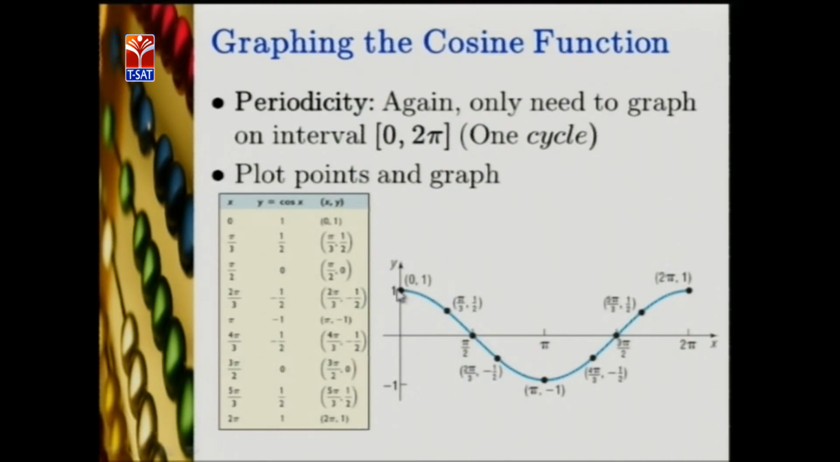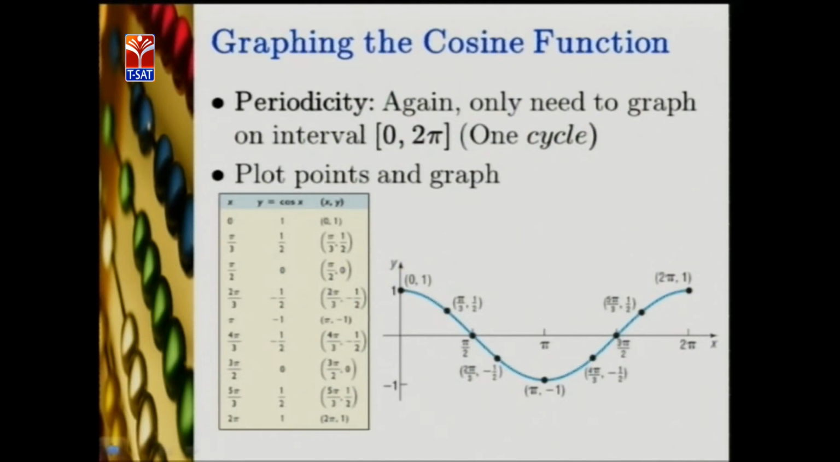And next, if we increase the value to pi by 2, it means 90 degrees. So the value of cos 90 degrees is 0, whereas the value of sin 90 degrees is 1. So the difference is 90 degrees. Note this point. And if x equals 180 degrees, the value of cos 180 degrees is minus 1. And if we increase the value by 90 degrees, we get the point that the value at 3 pi by 2 is 0.